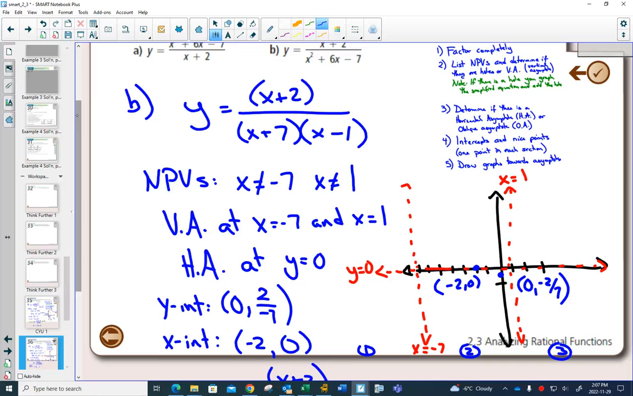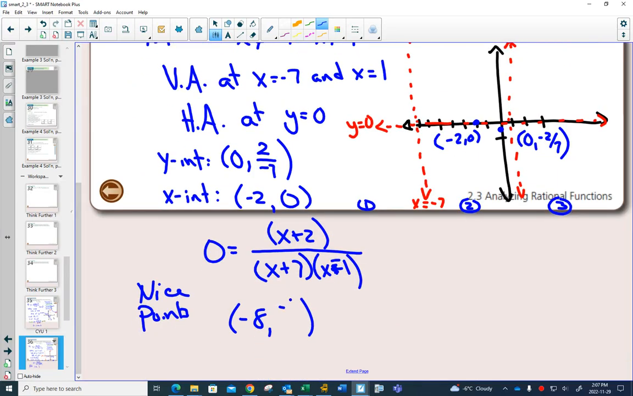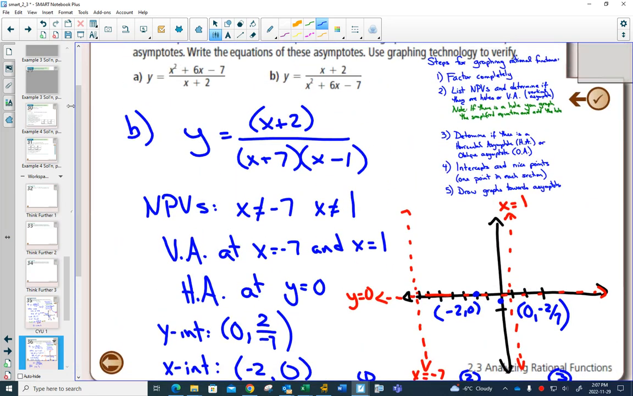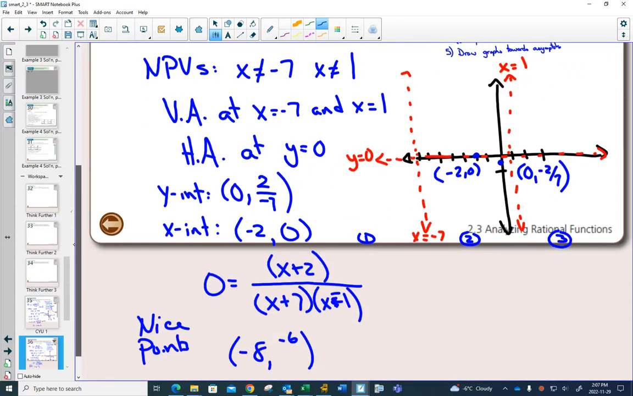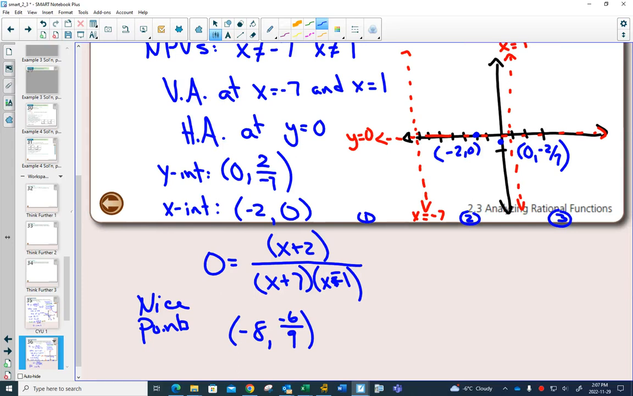What's negative 8 plus 2? Minus 6. I have minus 6 on the top. And on the bottom, this would be minus 1 and minus 9, positive 9 on the bottom. So I get negative 8, and then I'd have negative 6 over positive 9, which is negative 2/3. I can add that point on the graph. Negative 8, negative 2/3. And once I have that one point in that section, I know that that section looks like that.